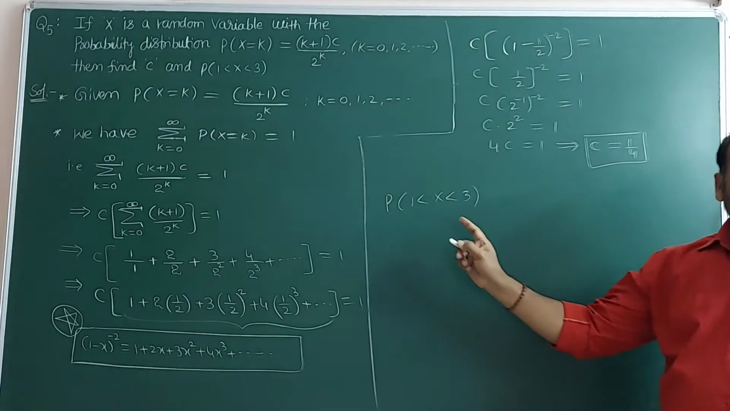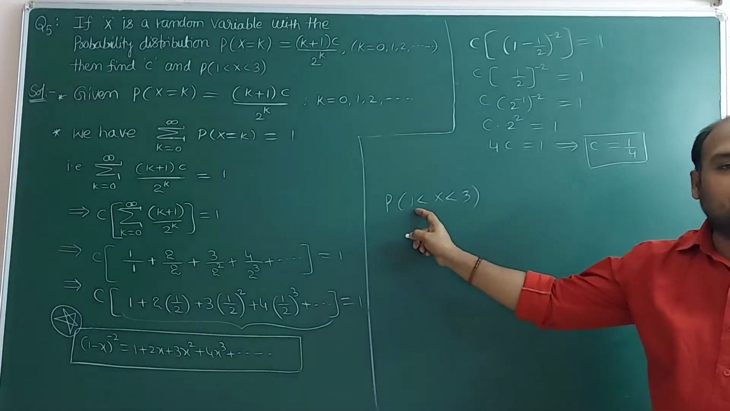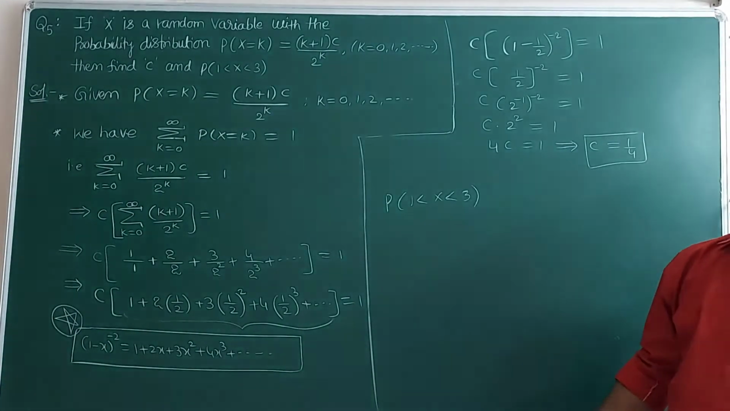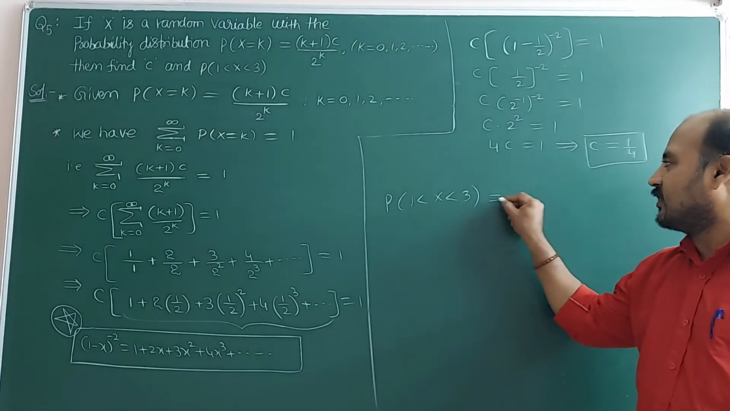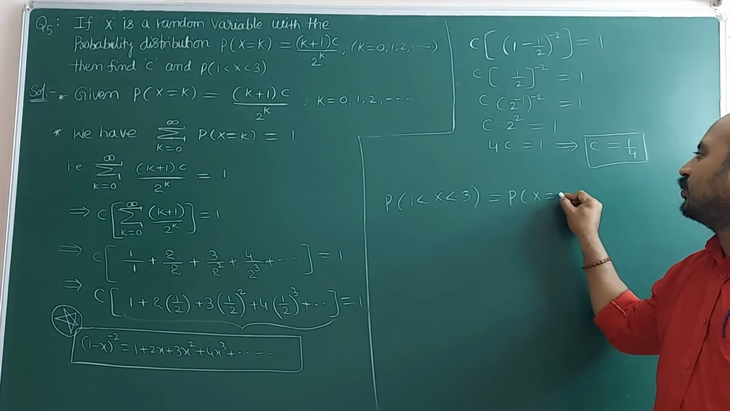1 is less than x means x is greater than 1. So greater than 1 means 2 will come, 3 will also come. But x is less than 3, they are saying now. So obviously this is equal to P of x is equal to 2.